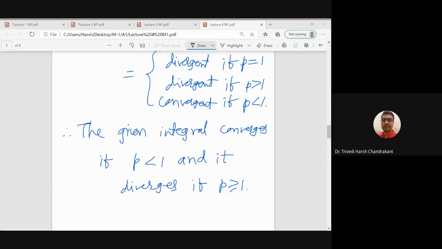Basically this integral is nothing but the inverse power of x. If we substitute t equal to 1 upon x, then we convert the integral from 0 to 1 of the function to the integral from 1 to infinity of x power p dt, and we know what the answer of that is.